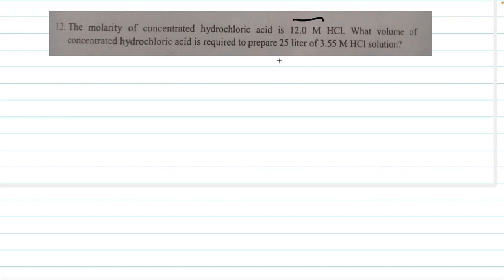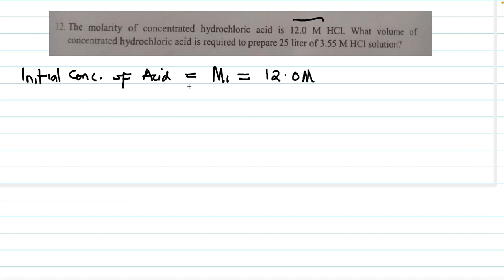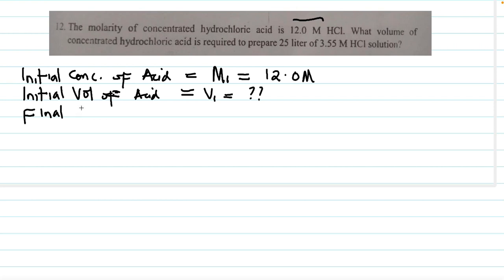So you're diluting a concentrated acid. So the concentrated acid, you must bring a particular volume of it. So we say the initial concentration of the acid equals M1, which is 12.0 molar, right? Initial volume is actually what we are asked to find of acid, equals V1. That is what we are asked to find. Now the final concentration of acid is M2. All right, so we have 3.55 molar.